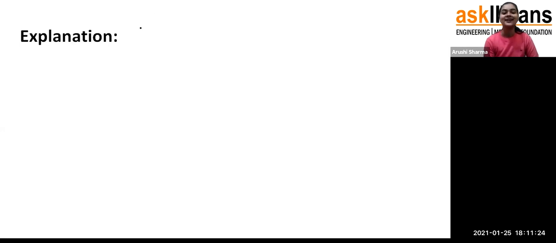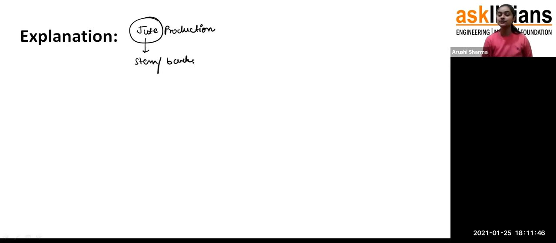Okay, now I just want to tell you about the jute production. But see students, we don't get jute in the form of cotton balls. We get cotton from the flower plant, but jute we get from the bark of that tree, or from the stem part. So that is the jute production, but we get it only from the jute plant.